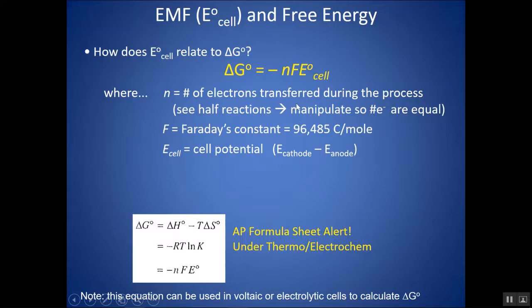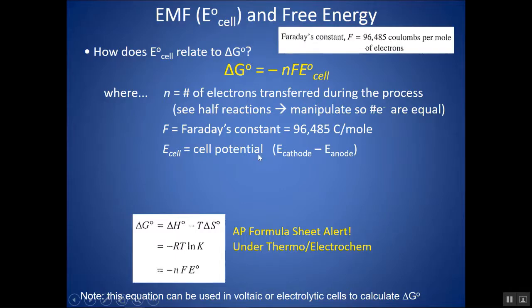But that is the number of electrons transferred after your half reactions have the same numbers of electrons. F is a constant. It is Faraday's constant. This is also on your formula sheet, kind of in the same section. It says Faraday's constant F, and it tells you coulombs per mole of electrons. So it has units of coulombs per mole.